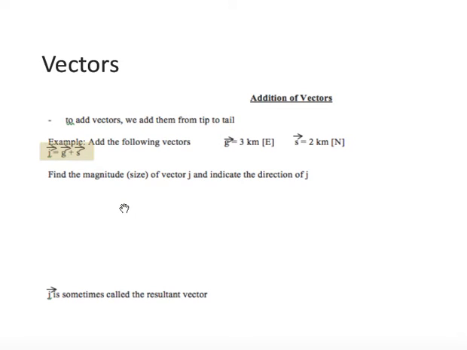So imagine we have this vector j that we want to create, and it's equal to g plus s, where g is 3 kilometers east and s is 2 kilometers north. So now, let's see how we would actually draw this. So we draw the 3 kilometer vector first. That's vector g. Notice it points east.